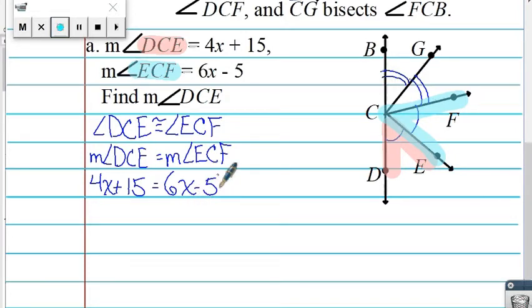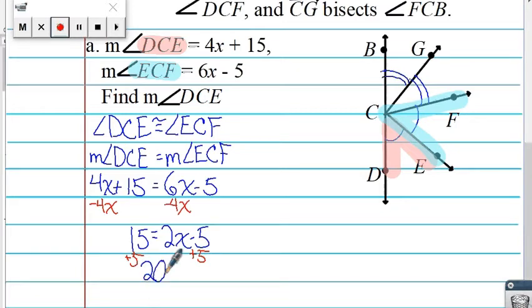Okay? Both sides are pretty well simplified, but I have x's on both sides. So I'm going to subtract 4 x's from each side to move all of my x's over to the right. And I have now 15 equals 2x minus 5. Okay, so now we'll add 5 to both sides. And we'll have that 20 equals 2x.